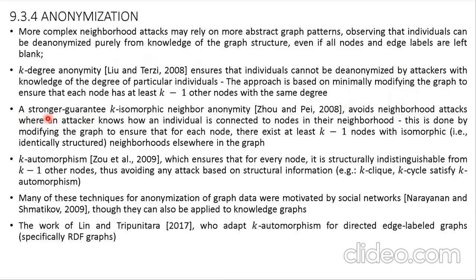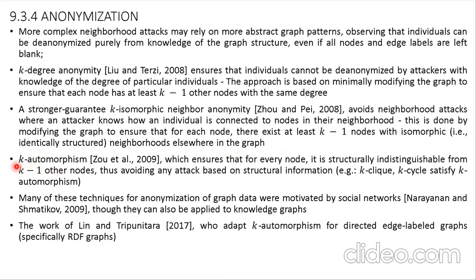Another one is the stronger guarantee, k-isomorphic neighbor anonymity, proposed by Zhou and Pei. It avoids neighborhood attacks where attackers know how a person is connected to nodes in their neighborhood. This is done by modifying the graph to ensure that for each node there exist at least k minus 1 nodes with isomorphic, namely identically structured, neighborhoods elsewhere in the graph.